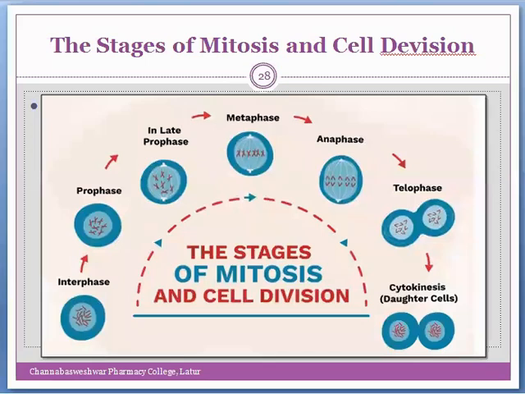First of all, interphase. Interphase consists of 3 substages. What are the 3 substages of interphase? G1 phase, synthesis phase, and G2 phase. Yes, correct. So first is interphase. After completion of interphase, the division phase starts, which we call the mitosis phase. The first phase in it is prophase.